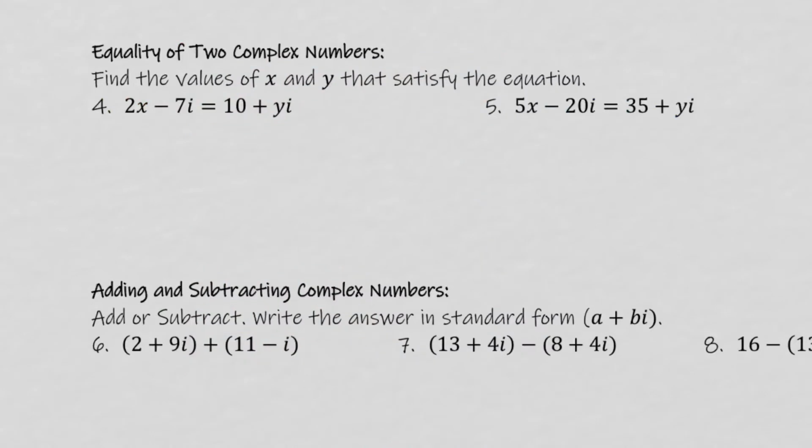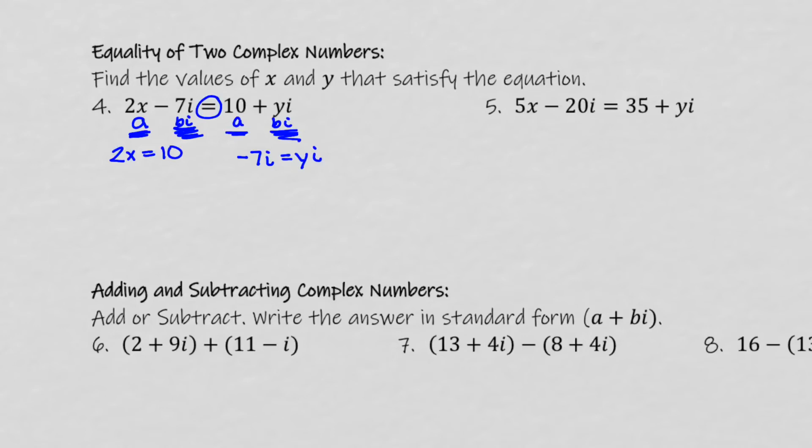So let's try that here. We're going to use that with our equality of two complex numbers. We want to find the value of x and y that satisfies the equation. So we're saying this is a, and this is bi. And this is a, and this is bi, and they equal each other. Well, for that to be the case, a has to equal a, so 2x has to equal 10. And bi has to equal bi, so negative 7i has to equal yi.